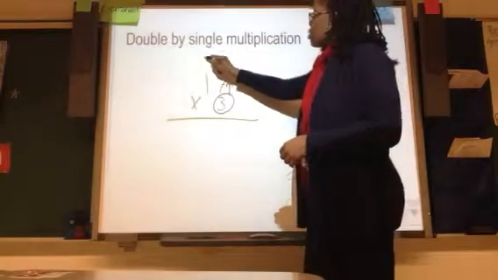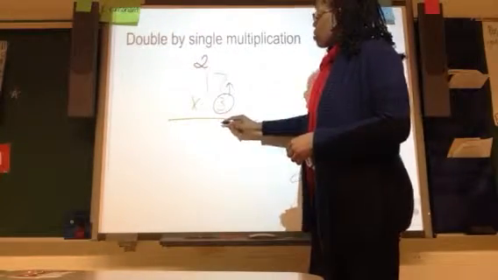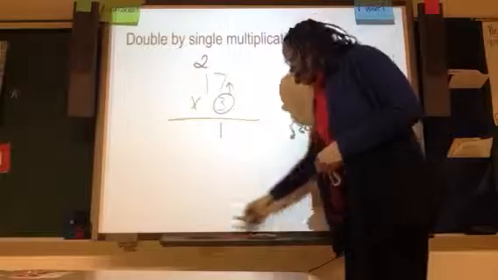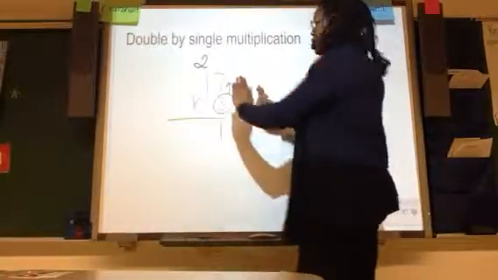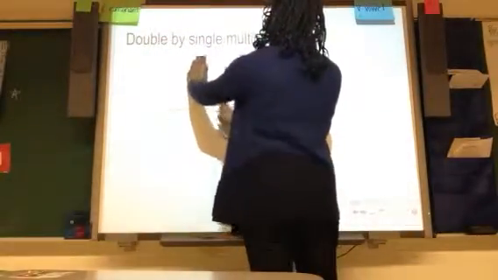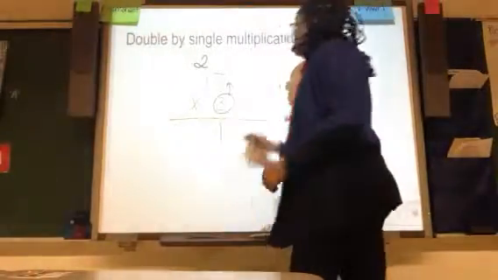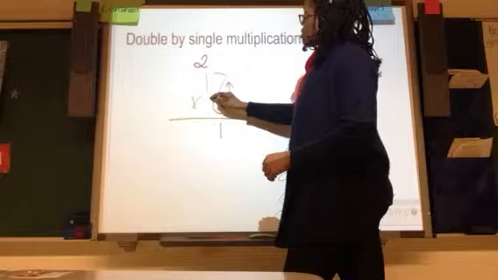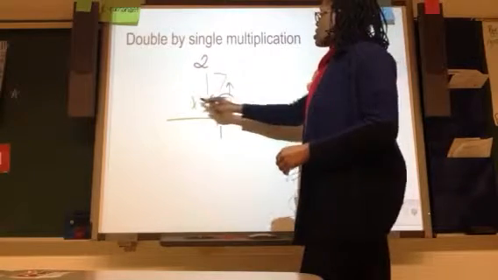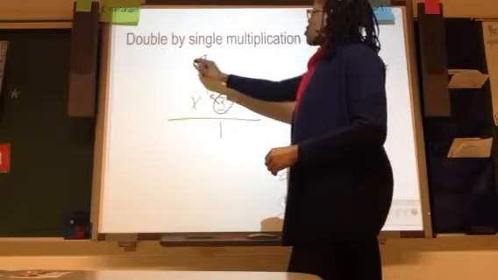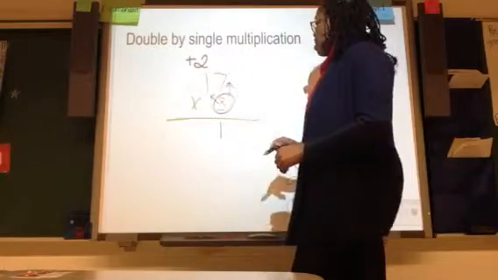7 times 3 is 21. The 2 goes up here and the 1 goes down here. Just like our US algorithm with addition, when you have a number like 21, you're actually writing it like this. So you have 21. Then you're going to do 3 times 1. 3 times 1 is 3. And you're going to add that carried 2.